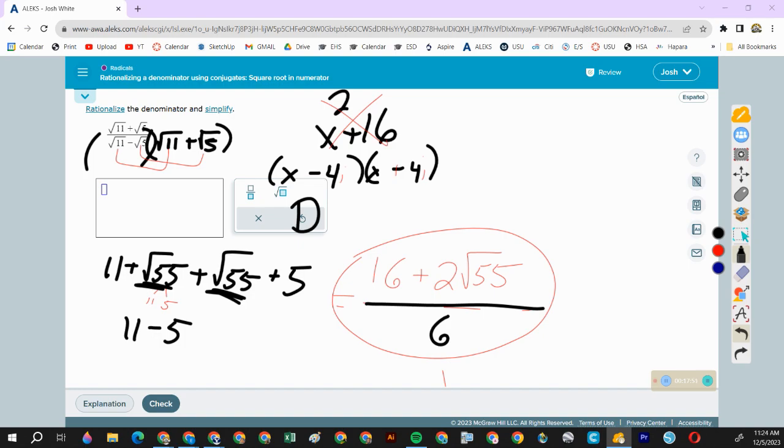Oh boy. Okay. Do these have anything in common? They all have a 2. So we take a 2 out of everything and we get 8 plus root 55 over 3.